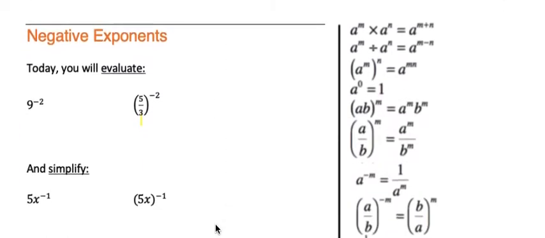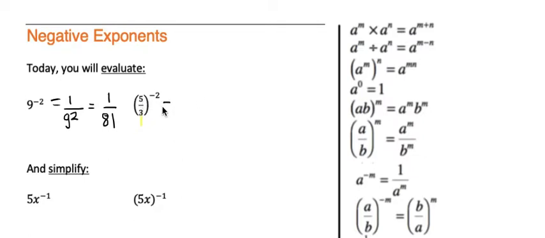Okay, so let's apply it to some actual questions. And here we are. For the first ones, we're just going to change the floor, change the sign. So we're going to send the 9 to the denominator, and the 2 becomes positive. And now we can actually evaluate it, which means find the numerical answer. So you have 1 over 81.